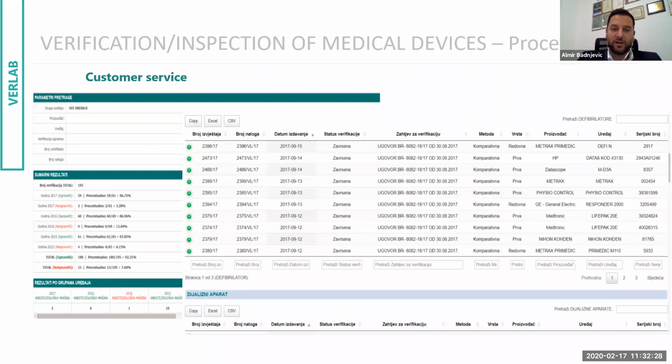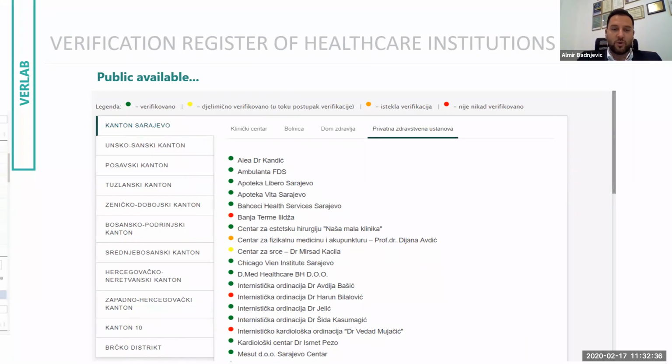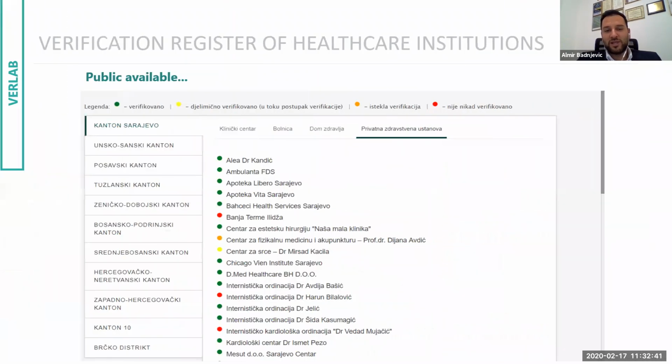So there is a whole numerical analysis for each medical device and for each measurement point. Based on that, when we have this database established and this software working, we also have a publicly available list of all healthcare institutions, where the customers, in this case patients, can go and check where the medical devices are good and where they are not. When I say good, I mean those devices are inspected and tested by the law, because in legal metrology, you have to do it by the law.